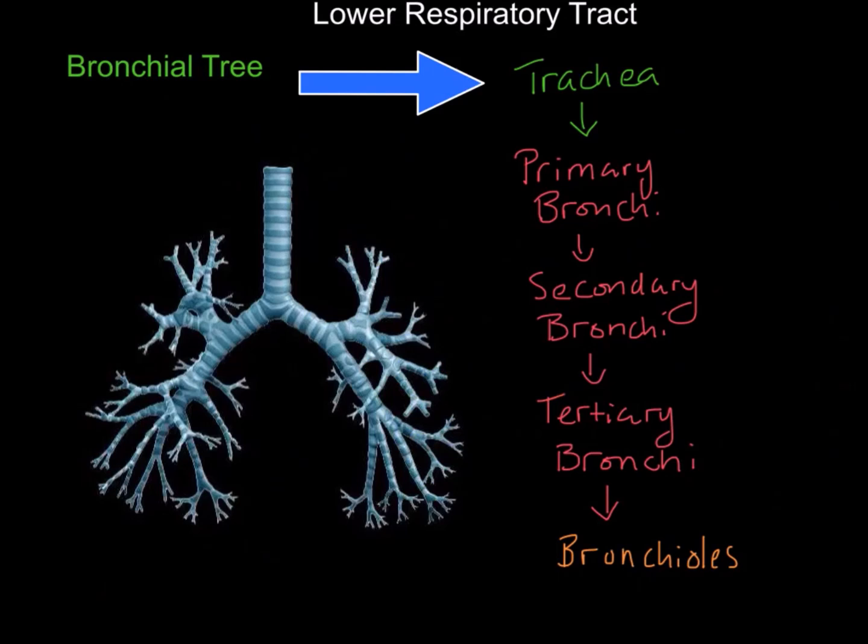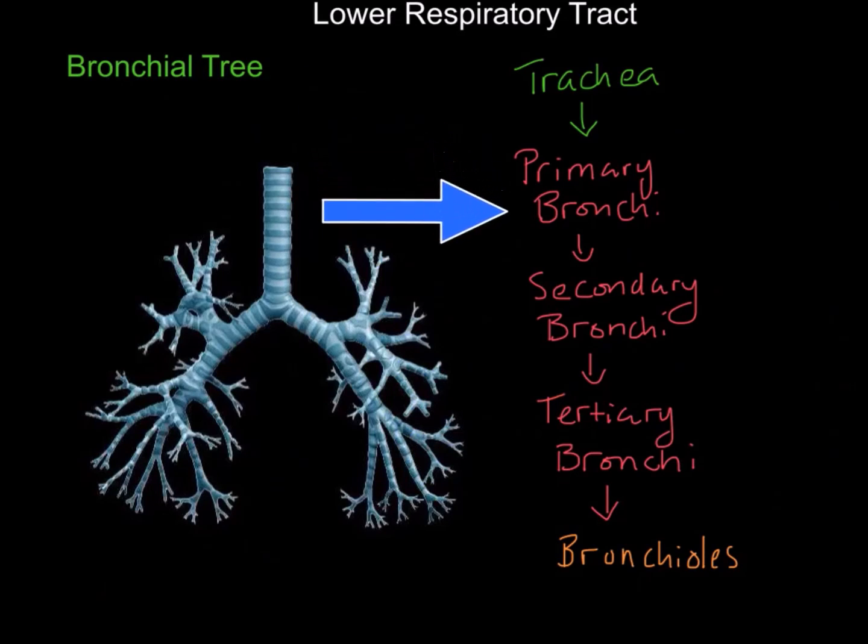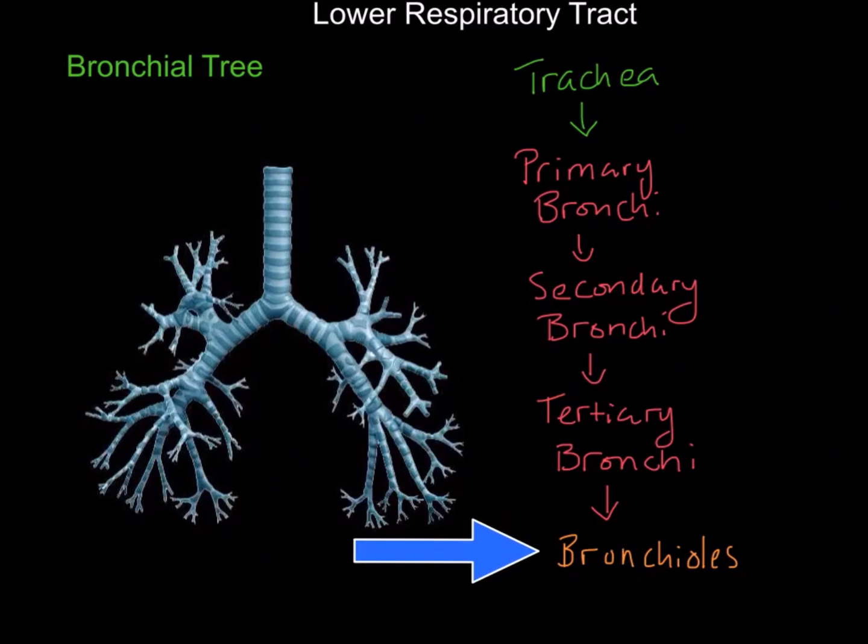As air moves from the trachea down to the bronchioles, the composition of the passageway changes from cartilage, something that is rigid, to smooth muscle, something that is less rigid. The reason why the composition of the bronchial tree changes from cartilage to smooth muscle is because smooth muscle has elastic properties, which allows the lungs to expand and recoil.